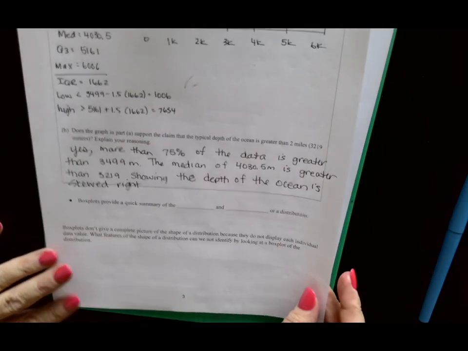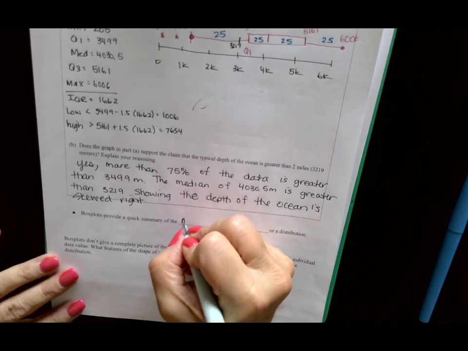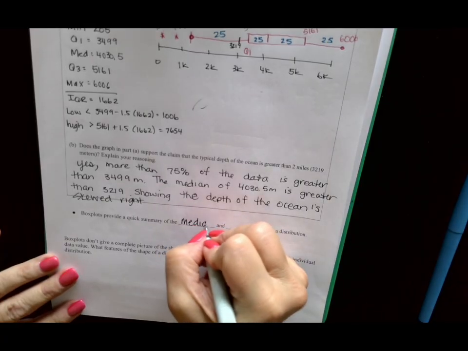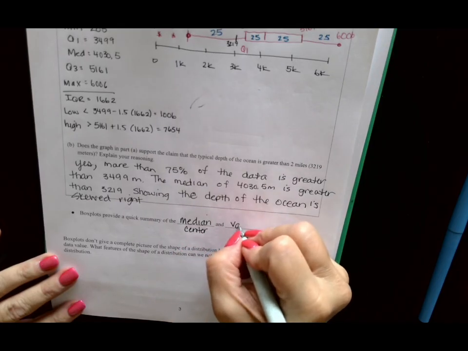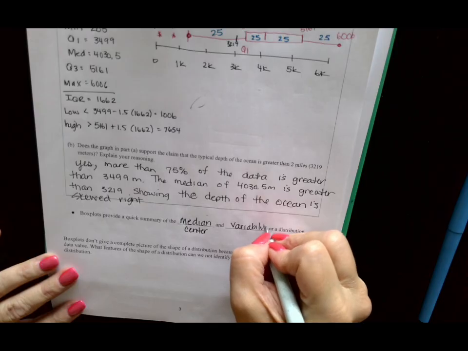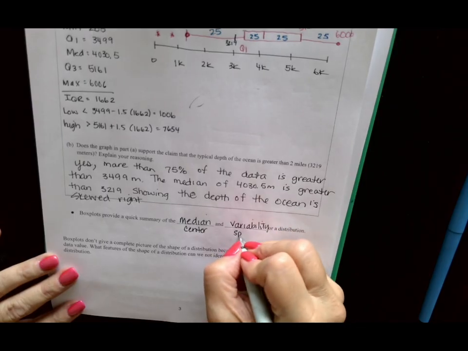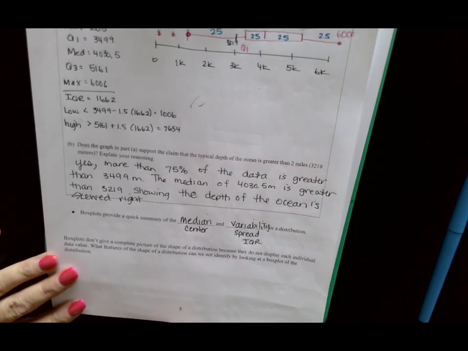All right, so box plots. Box plots provide a quick summary of the median, and the median here is my center, and the variability. And the variability here is my spread. And that comes in the form of IQR, okay?